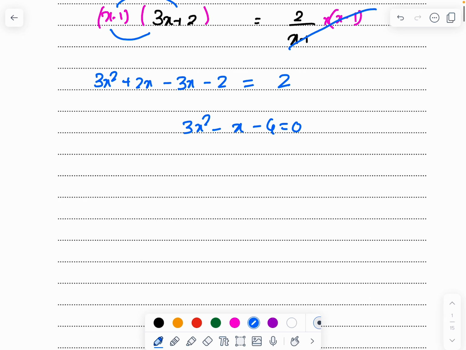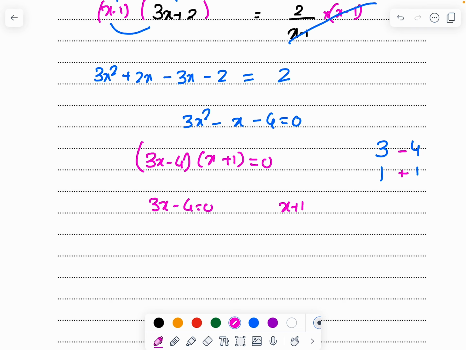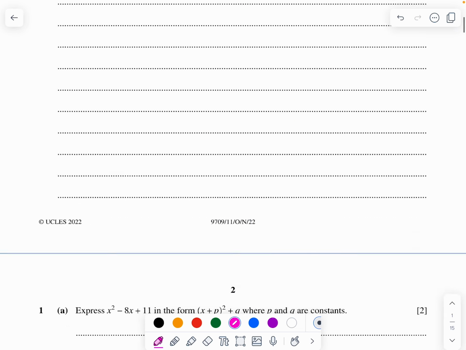Now what am I going to do? I am going to do the factorization. Factors of 3 are 1 and 3, and factors of 4 are 1 and 4. I want negative 1, so it should be negative 4 and positive 1. So it becomes 3x minus 4 times x plus 1 equals 0. So 3x minus 4 equals 0, x plus 1 equals 0. X equals 4 upon 3, x equals negative 1. That's going to be the answer.